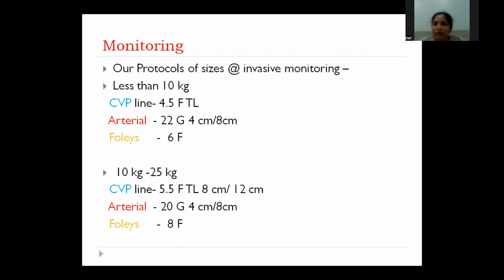Our protocols for these invasive lines, if the baby is less than 10 kg, we use small caliber central lines and arterial lines. If the baby is 10 to 25 kg, we use CVP of 5.5, arterial cannula 20 gauge, and we put femoral arterial lines and IJV CVP line, or you can put the femoral vein. You can do the femoral vein also. Foley's is a must to know the urine output, because these patients are very friable and they can go into fluid overload. So monitoring of good urine output is important.